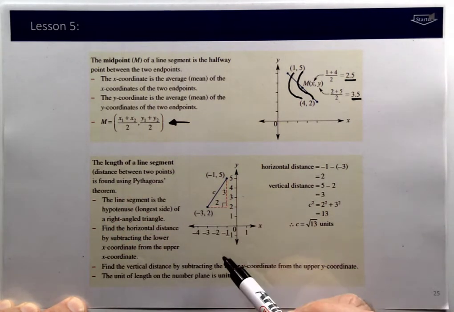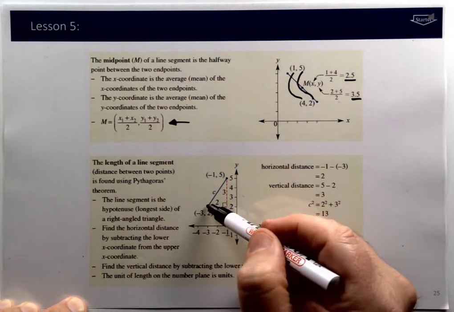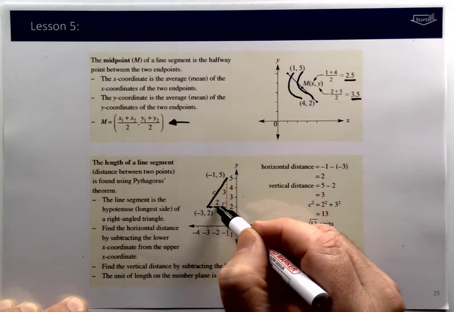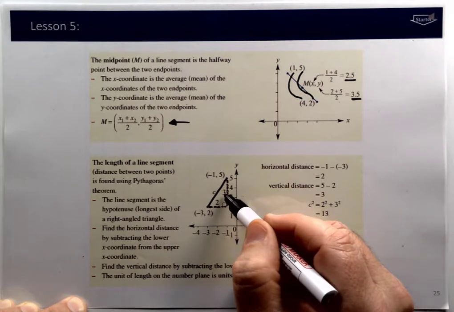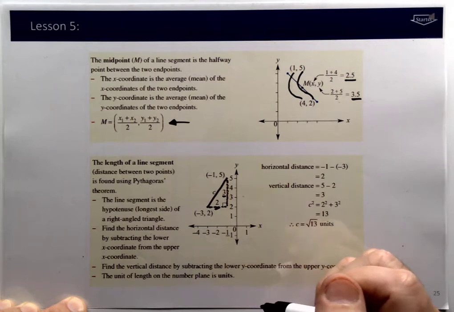Okay, to work out the length of an interval, we're really using Pythagoras' theorem. So if we want to work out the length of that line there, you notice we can create this right-angled triangle. And we work out the rise and the run like we have before. So in this case, 3 and 2, they've done it for us there.